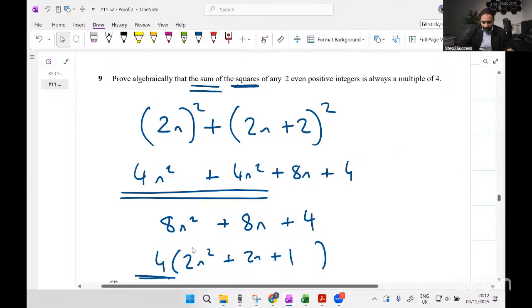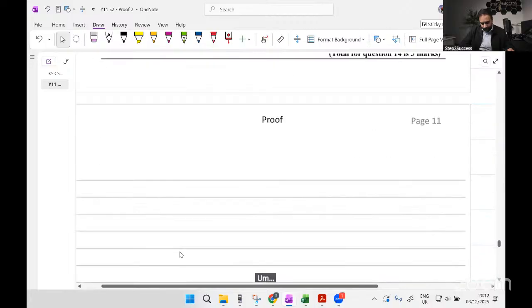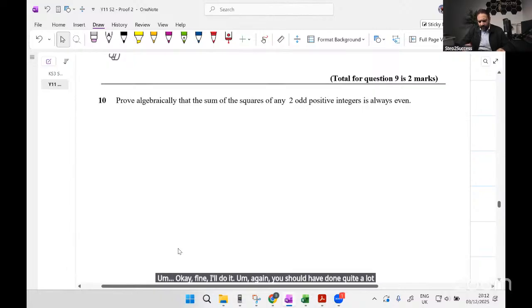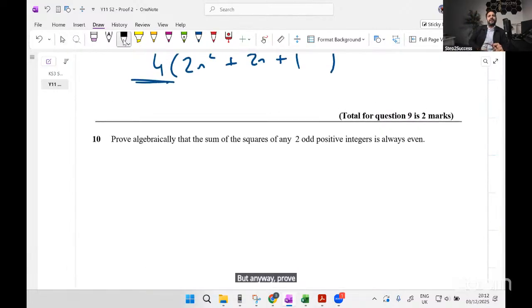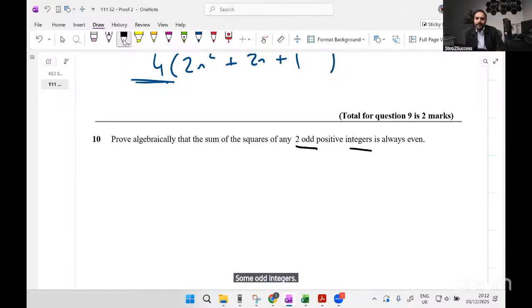10, 11, 12, 13, 14. Okay, that's all of them. Okay, fine, I'll do it. Again, you should have done quite a lot. A lot of these should have been in your notes. I think we did this. But anyway, prove algebraically that the sum of the squares of any two odd positive integers is always even. Odd integers.